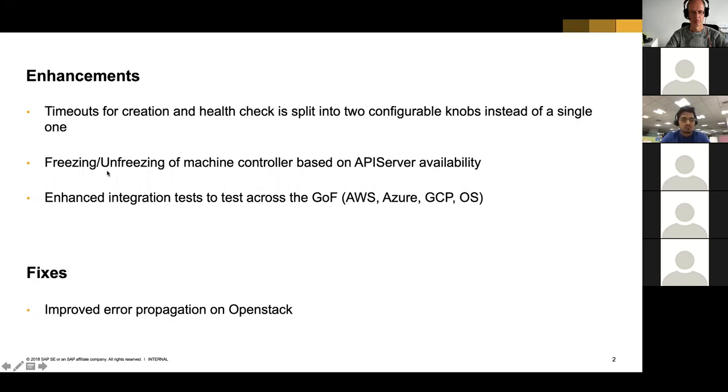The other enhancement is that now the machine controller freezes or unfreezes based on API server unavailability. Earlier we had this issue where, for example, your API server was down and not reachable. The machine controller tried to reconcile the cluster state and tried to recreate machines, thinking they are unhealthy. We have avoided that by having a freeze and unfreeze when the API server is not available.